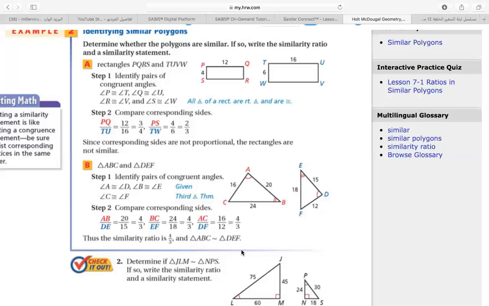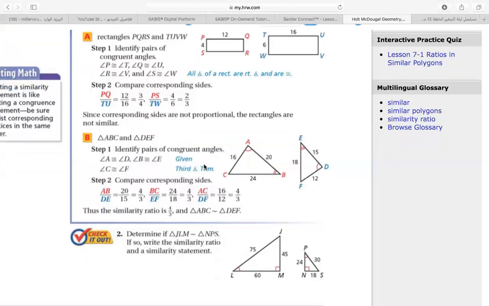Now what if I divide by 12? 60 divided by 12 will be 5, and 24 divided by 12 will be 2. So I got the same ratio. So the two triangles are similar and their similarity ratio is 5/2. Excellent.